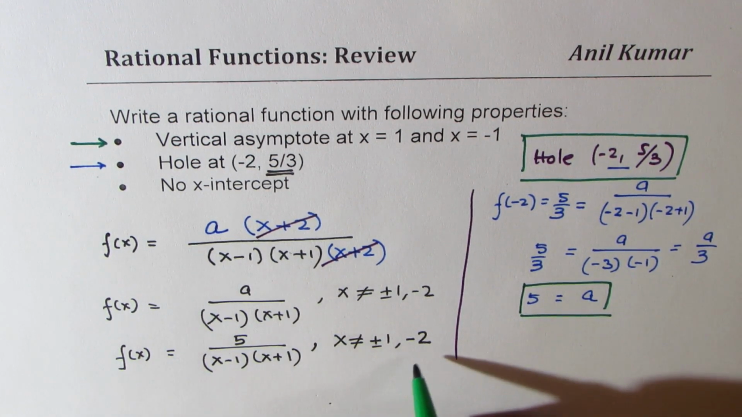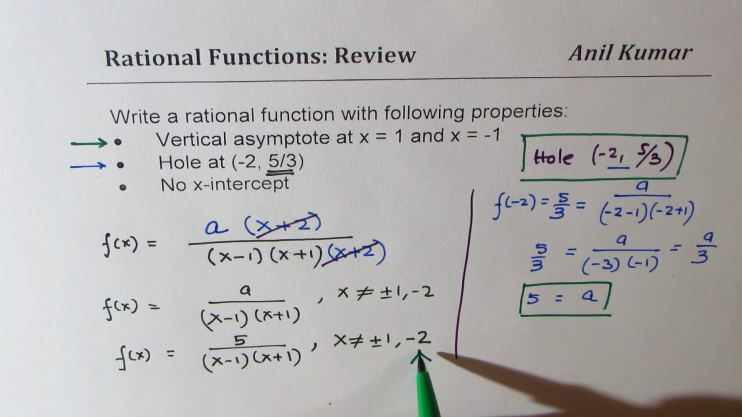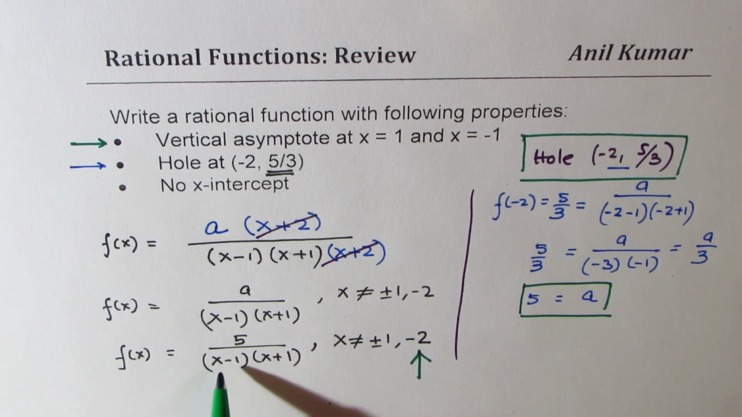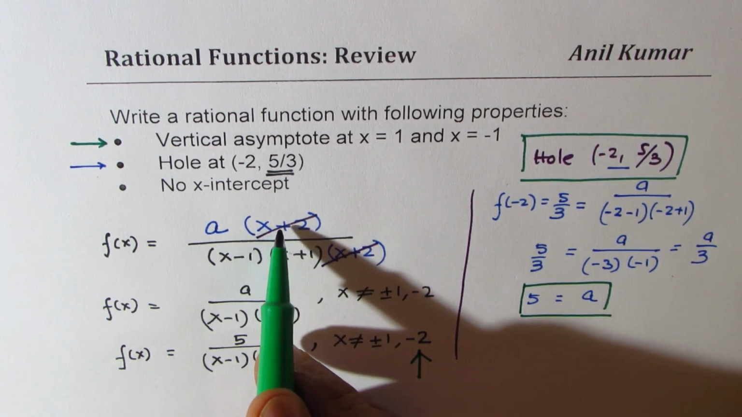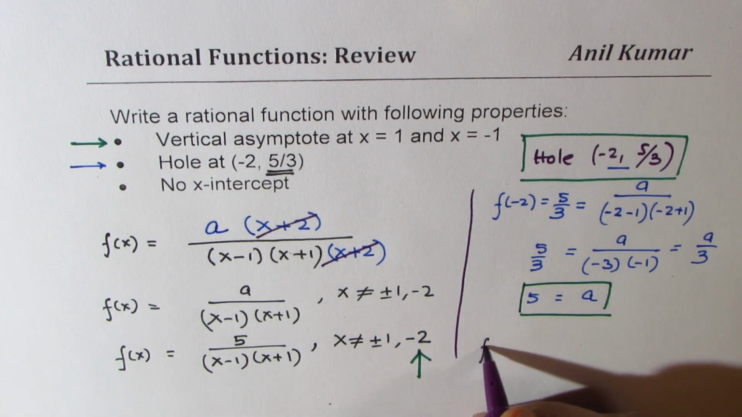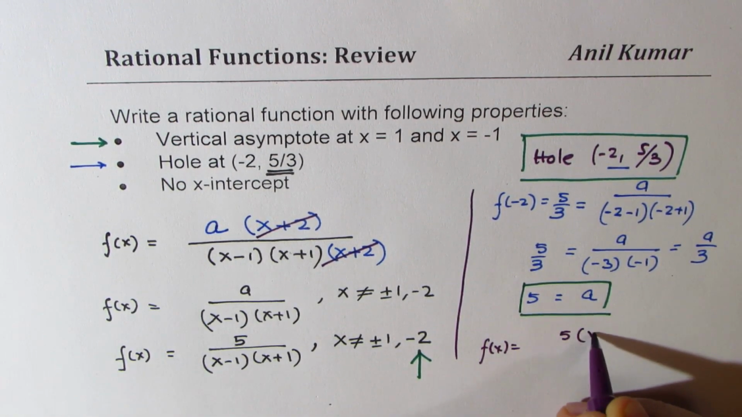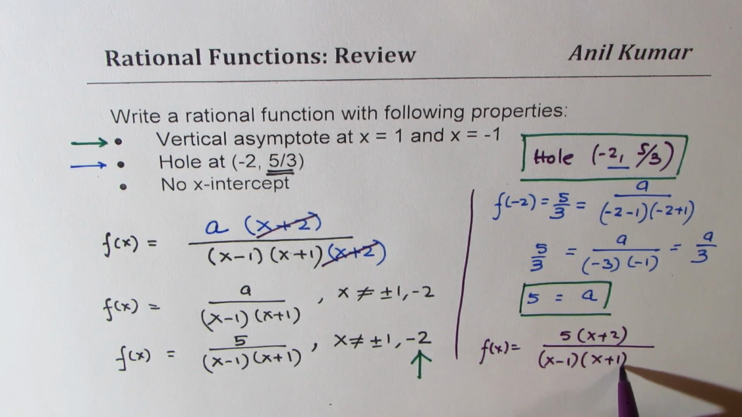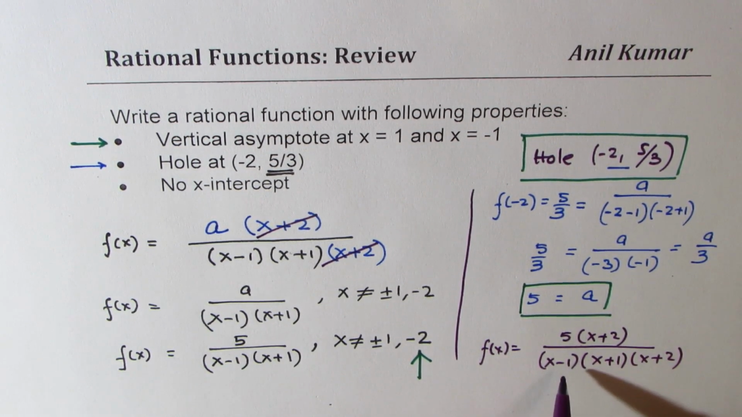Now since we have written this minus 2 here, it indicates that there is a discontinuity at minus 2. No factor is showing that, that means it is a hole, right? So this factor actually cancelled away. So that is how you could do it. Or to be on the safe side, you could also write f of x as equal to 5 times x plus 2 over x minus 1 times x plus 1 times x plus 2. Some of you could write x squared minus 1 also, right? That's fair enough. So that is how you could actually write down the solution of this particular question.